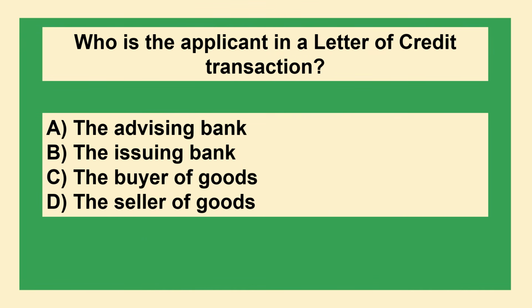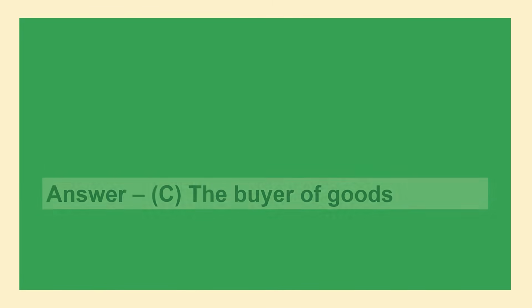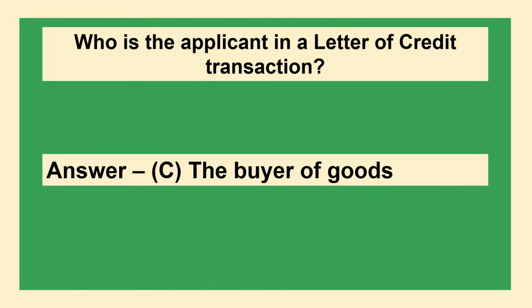Question, who is the applicant in a letter of credit transaction? Option A, the advising bank. Option B, the issuing bank. Option C, the buyer of goods. Option D, the seller of goods. Answer, option C, the buyer of goods.